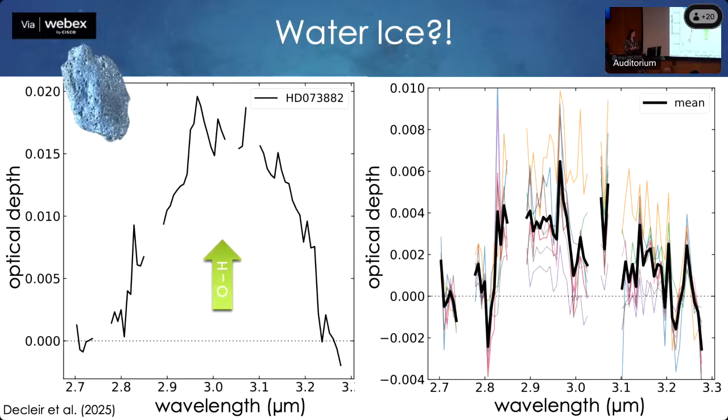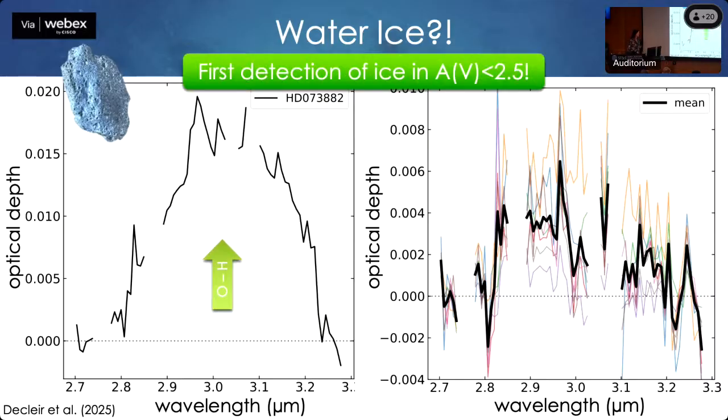However, recently there's been some new laboratory evidence and also theoretical work that claims that a few monolayers of ice can actually exist in the very diffuse ISM. So again, we're limited by the signal-to-noise ratio here, but if these features are real, this is the first detection of water ice in very diffuse sightlines with AVs below 2.5. And that means that we still have a lot to learn about how water ice can form and exist in very diffuse environments.